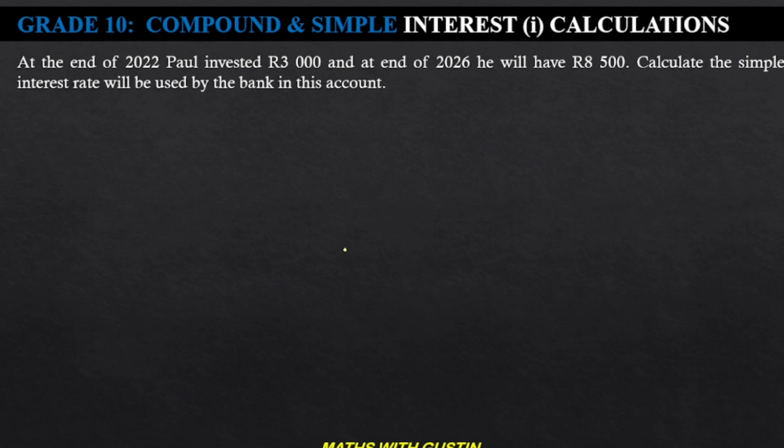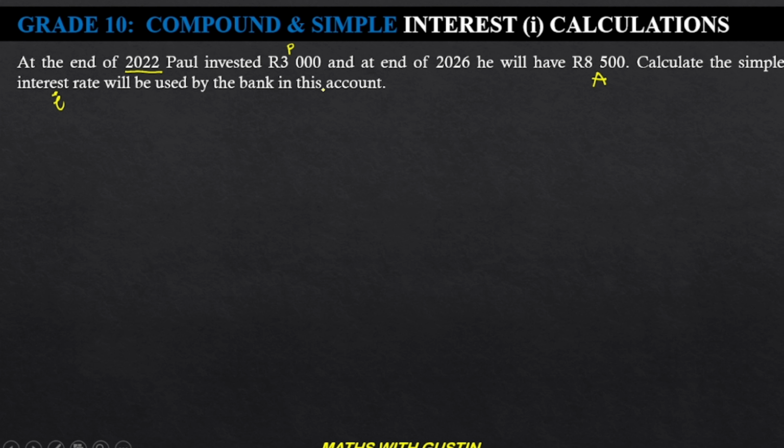It says that at the end of 2022, Paul invested 3,000, and at the end of 2026 he will have, so he invested 3,000, so this is the P. At the end he is going to have the final amount, which is 8,500. It is an A. Calculate the simple interest rate. So they are asking us to calculate I. The interest rate will be used by the bank in this account.